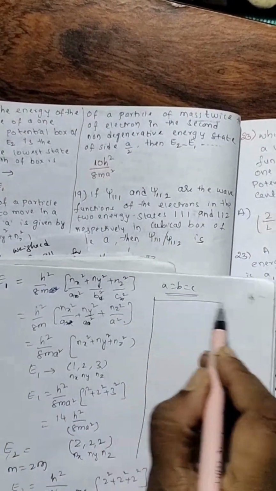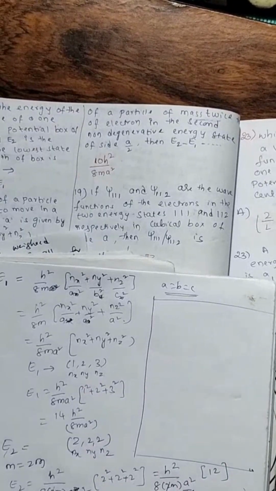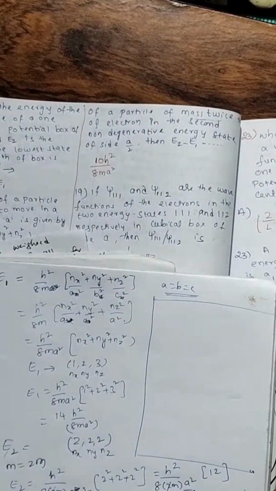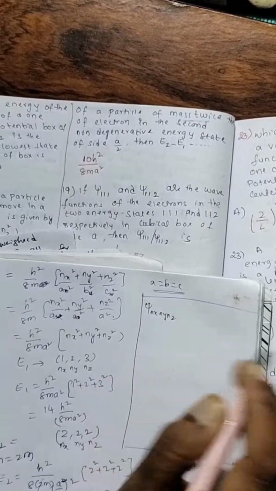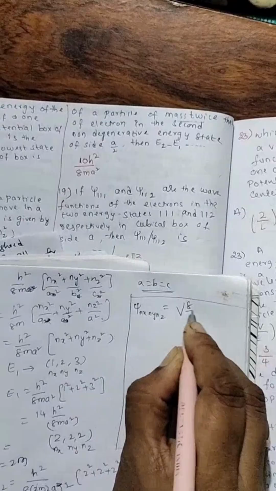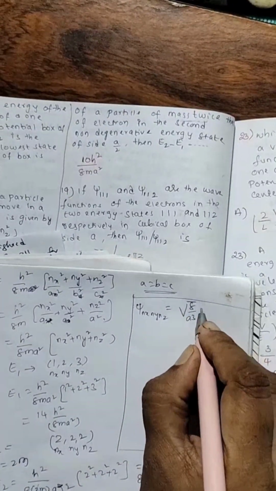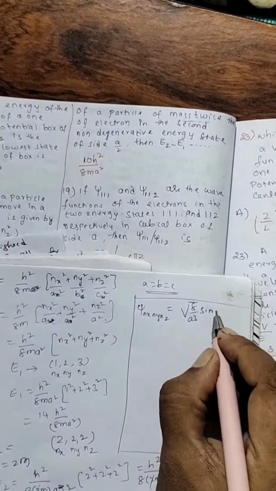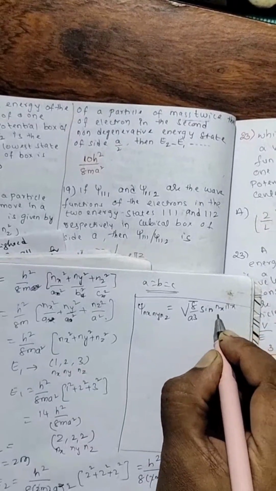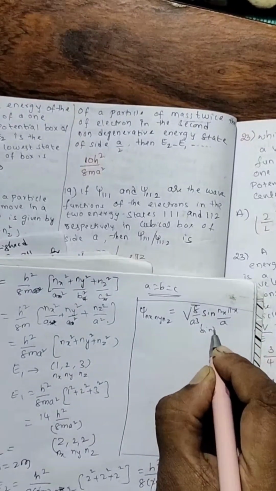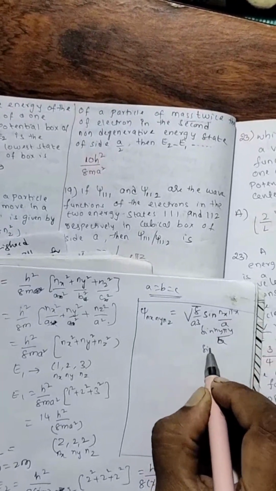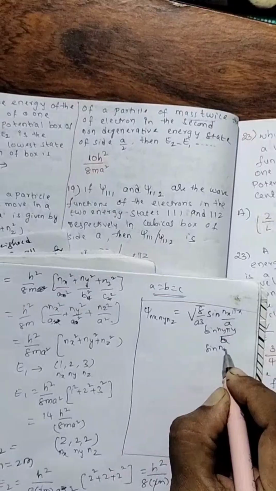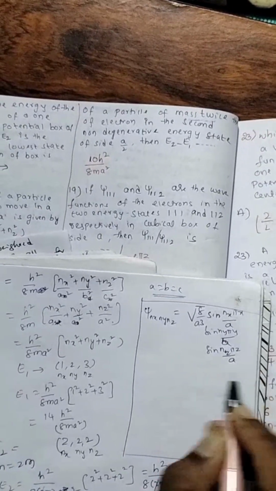Let us do it here. Now, generally, what is the formula? Psi nx ny nz equals under root 8 by a cube times sin nx pi x by a. Do you remember the formula? We discussed it in the part 1 video, I think. Then sin ny pi y by b, but for a cubical box a equal to b equal to c, and sin nz pi z by a.